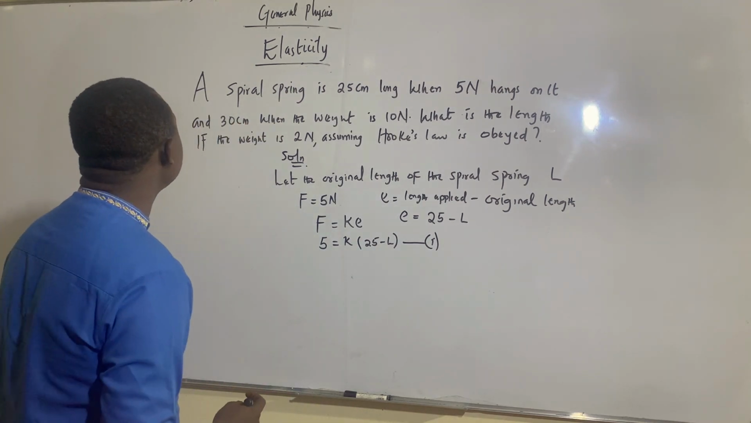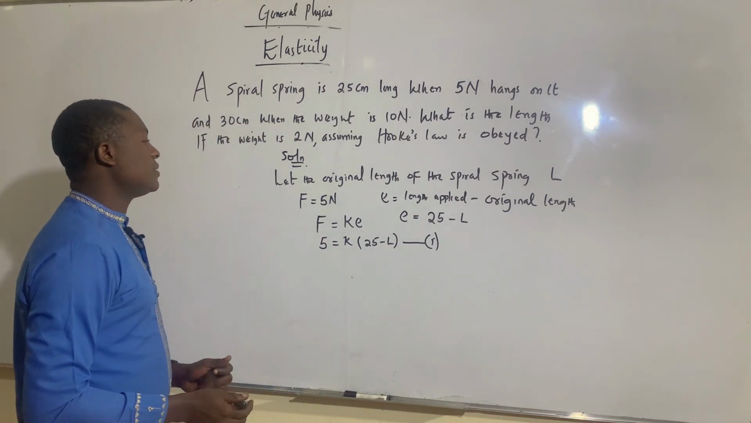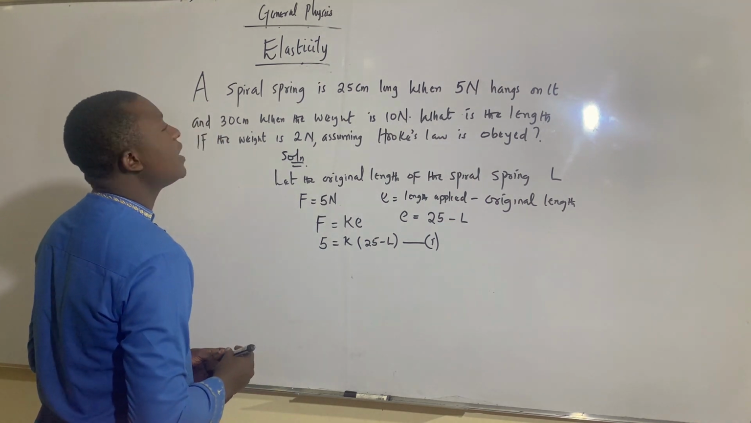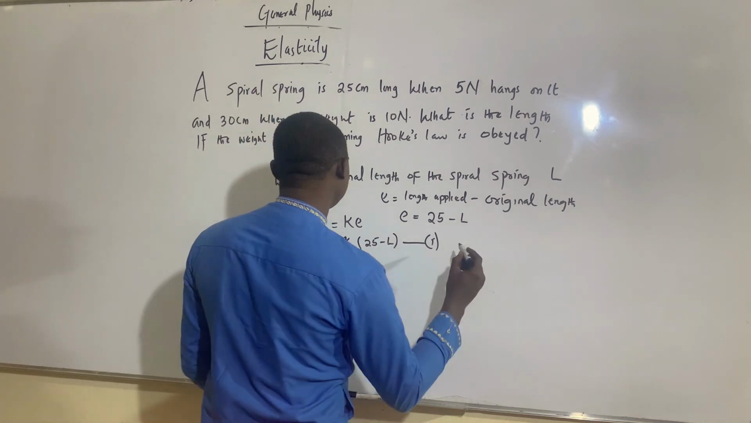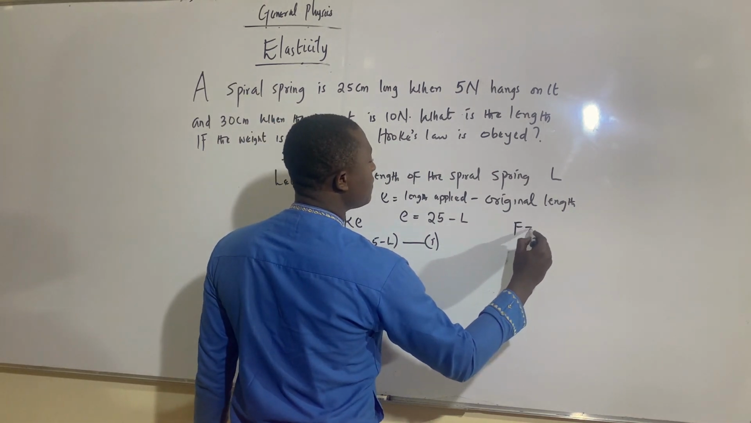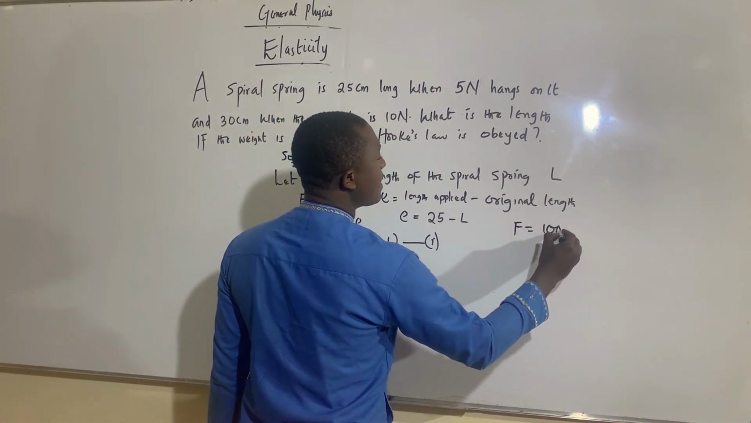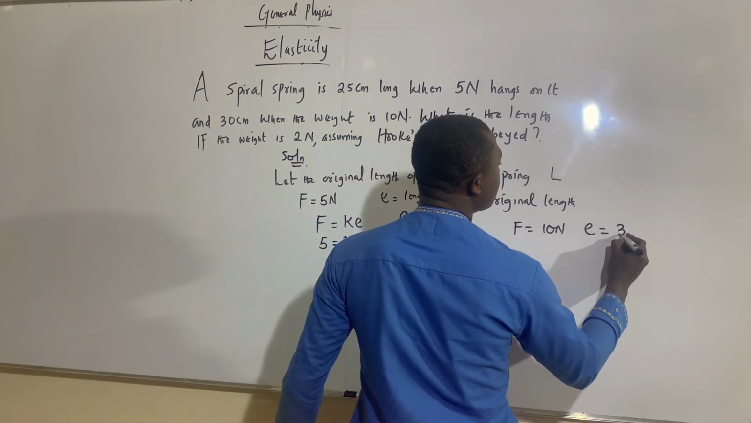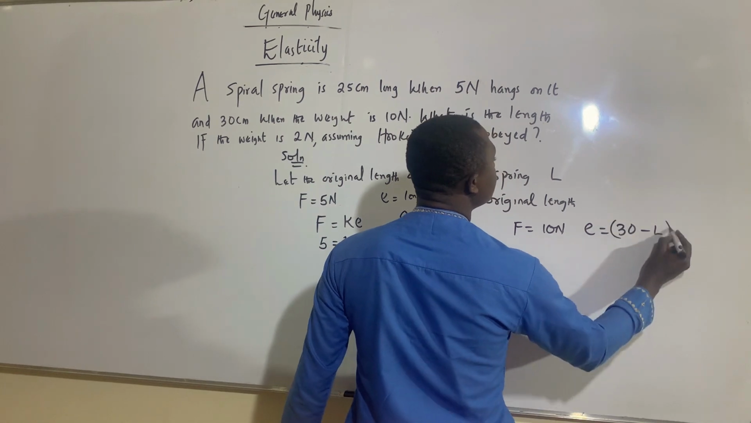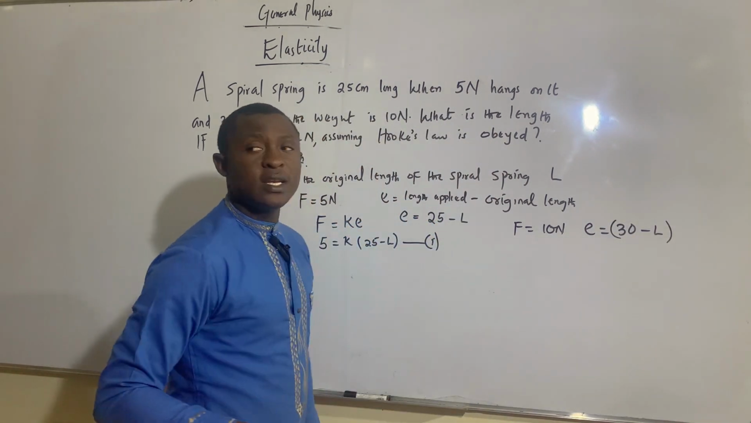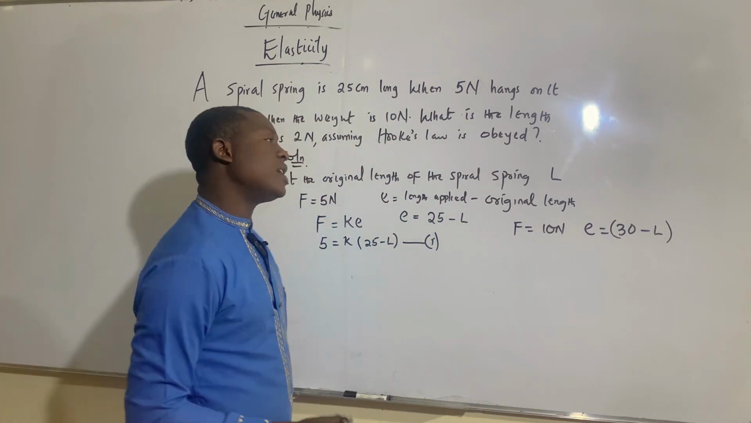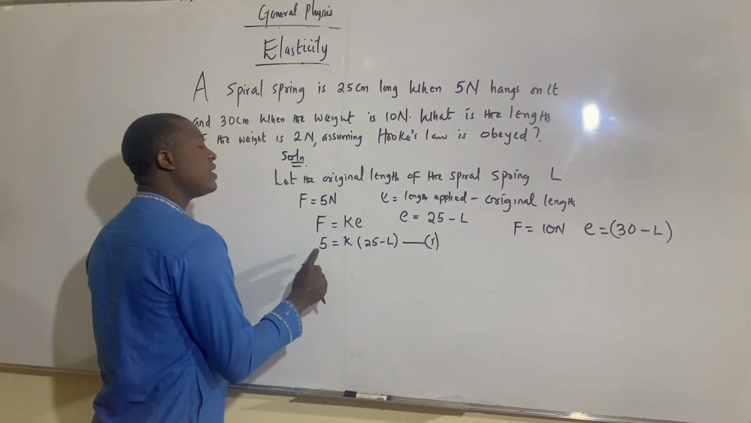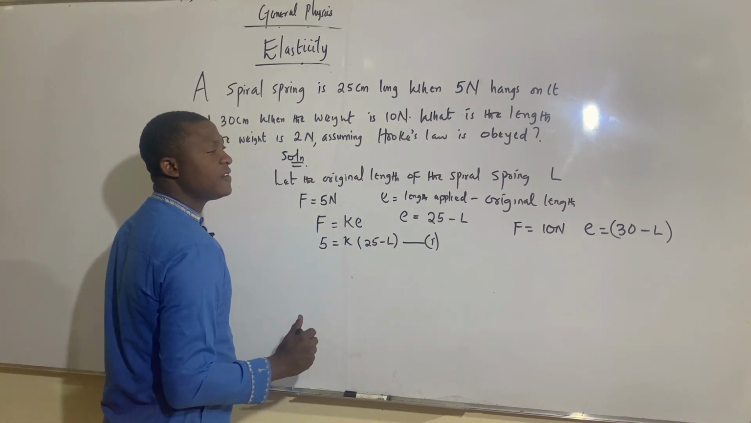So the second one, they said when the weight is 10 Newton, the other one is 30 centimeters. So for the second case, when the force is 10 Newton, we can have the extension there to be 30 centimeters. That means we are going to have 30 minus L. Don't forget the length applied minus original length, and we are letting our original length be L. So for the first condition, for the first case, I have 5 is equal to K bracket of 25 minus L.